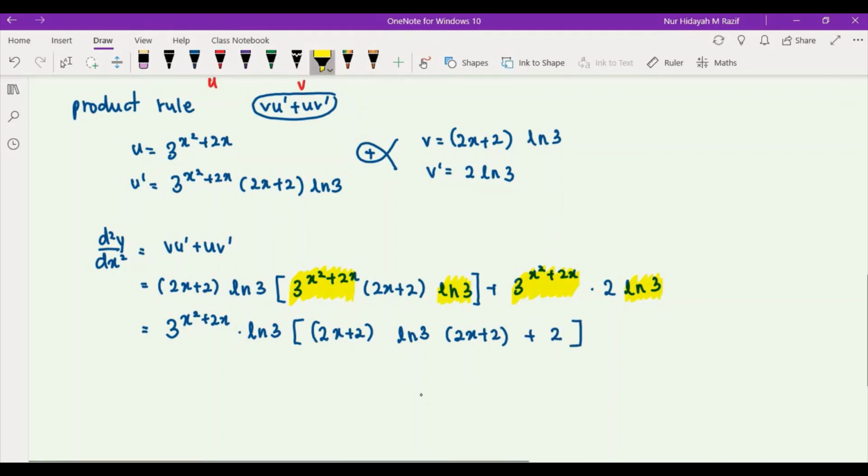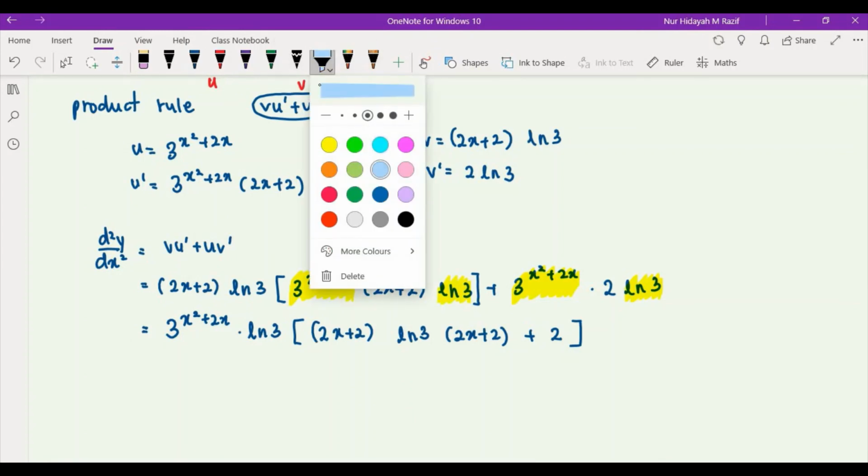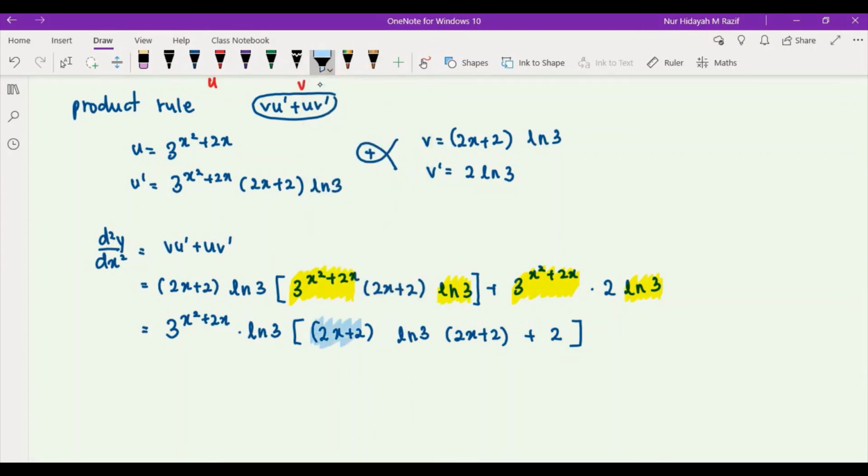And then if you realize we have something here that is actually the same thing but we wrote it twice. So sebab kita darabkan, kita boleh immediately tulis sebagai bentuk power, and you are going to get the solution is 3 power of x square plus 2x ln 3 multiplied by 2x plus 2 square ln 3 plus 2. Okay, and that will be your final answer. We can just leave it as that.